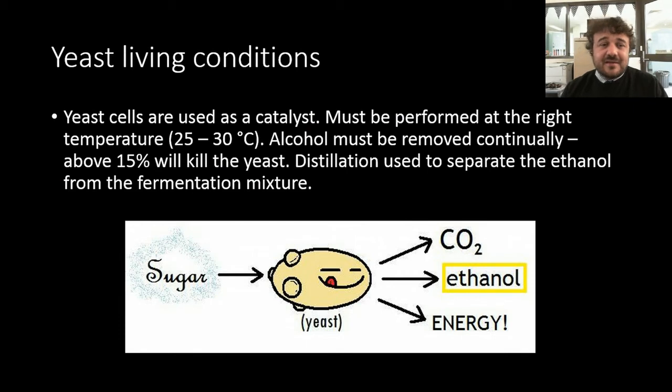Now, the living conditions. Yeast cells are used as a catalyst, so they need to be alive while this is happening. So it must be performed at the right temperature, otherwise the yeast dies. He's like, above 30 degrees, I'm going to die. Below 30 degrees, I'm probably not going to do much at all. Alcohol is also toxic to the yeast, which is another reason that it's not ideal, aside from the low level of energy. So if there's too much alcohol in there, it'll die. If it's above 15%, the yeast will kick the bucket, and we've got to get rid of it. So we have to take the alcohol away. And we do this with a distillation. Oh no, we remove the mixture, and then we distill it after that.